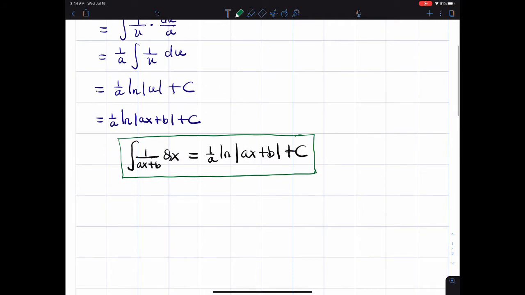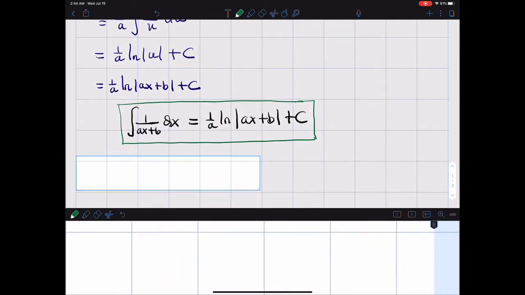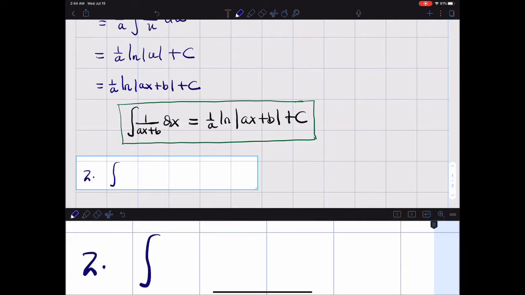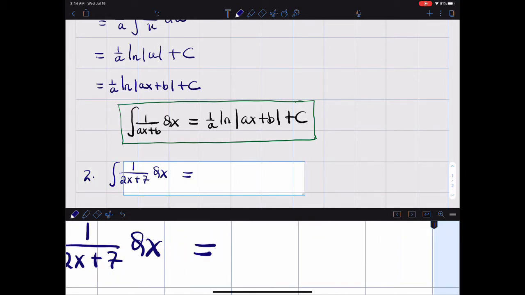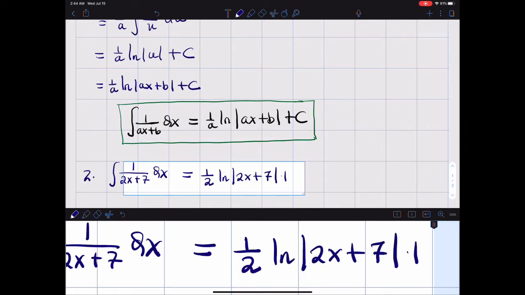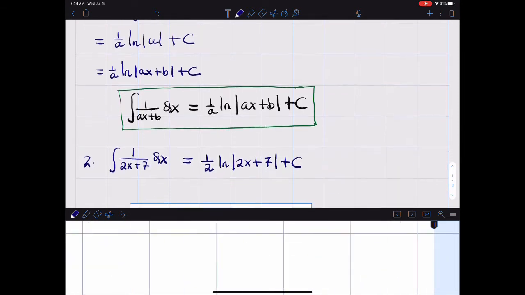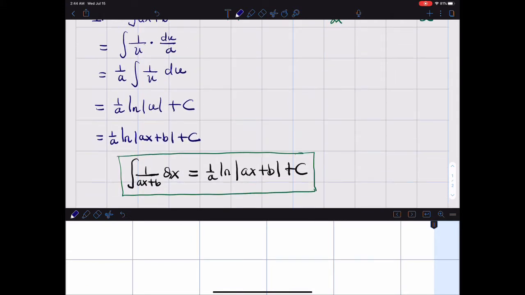Okay, let's use this result on the next problem. Assuming we have the integral of 1 over 2x plus 7 dx, using this formula, 2 is a and 7 is b, so our result is 1 over 2 natural log of the absolute value of 2x plus 7 plus c. Okay, now these are two integration problems.